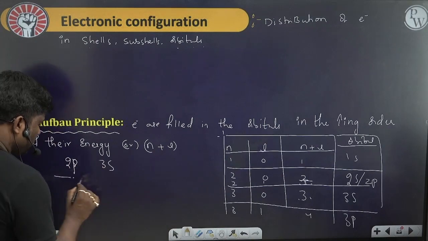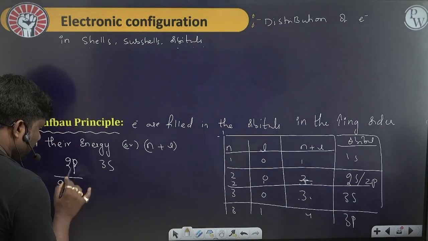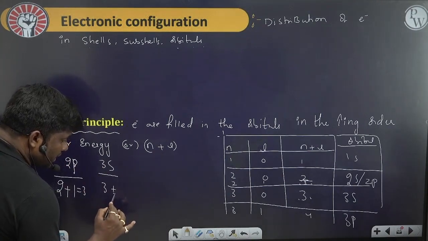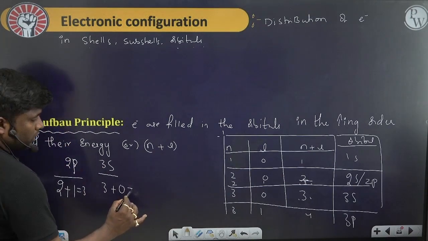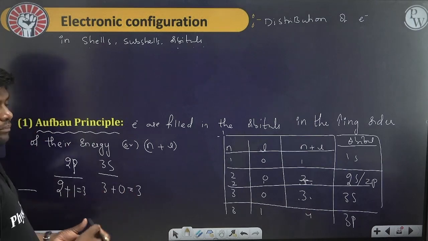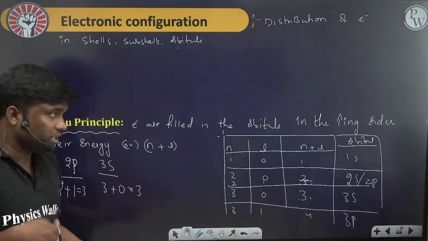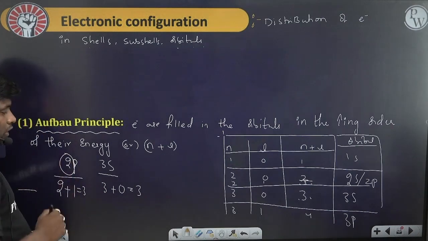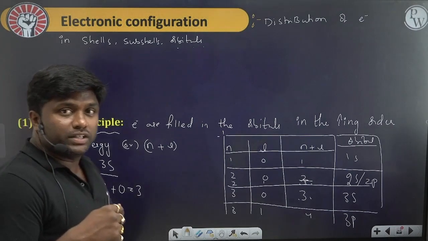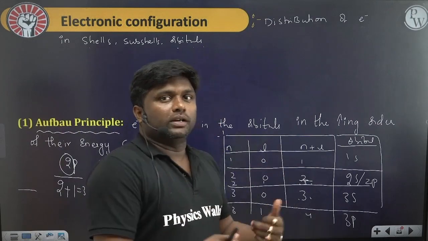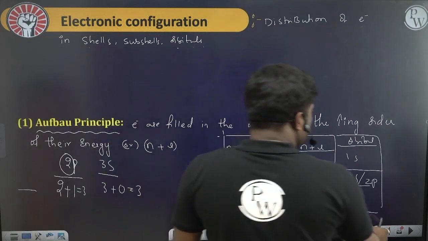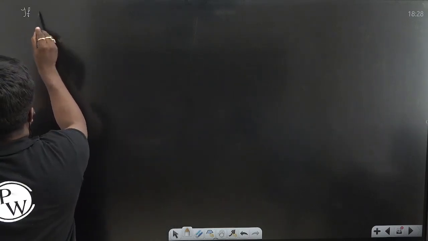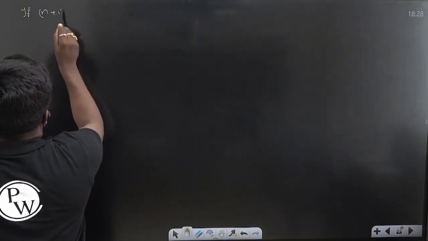In 2p, n plus l value: n is 2, l value is 1, total 3. In 3s, n value is 3, l value 0, total 3. N plus l value is the same, then the electron will fill first in which orbital? Whose n value is less? N value is less for 2p, so the electron first fills the 2p orbital.